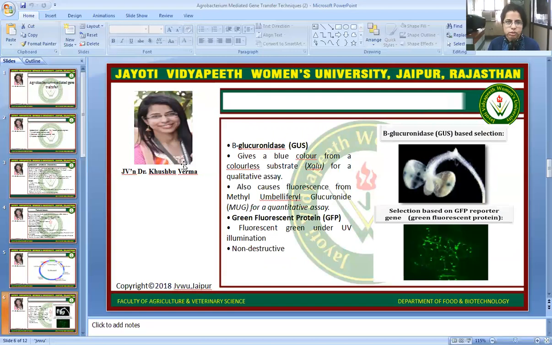Now we will discuss two selectable markers for this. Beta-glucuronidase, GUS, gives a blue color from a colorless substrate X-Gluc for a qualitative assay. It also causes fluorescence from methyl umbelliferyl glucuronide, MUG, for a quantitative assay. Next one is green fluorescent protein, which is GFP. It fluoresces green under UV illumination and is non-destructive. This is an example of beta-GUS based selection, and this is selection based on GFP reporter gene.